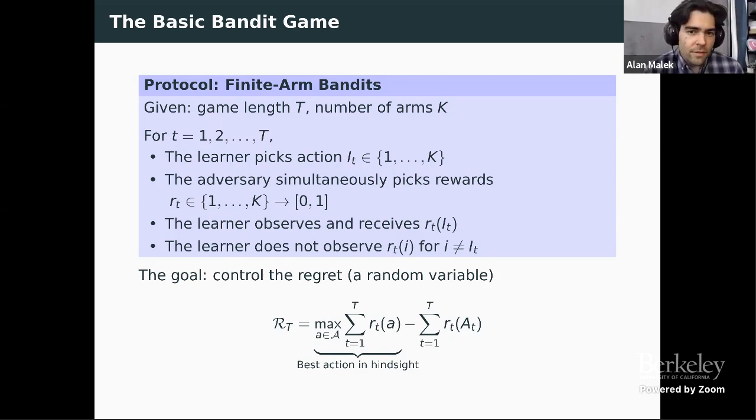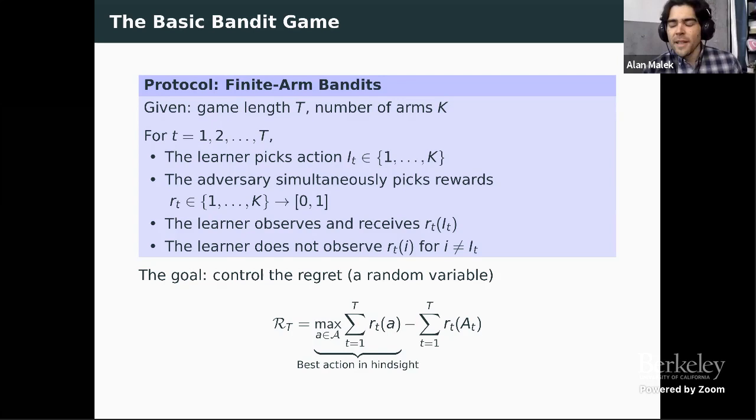Unlike full information, where you can go back and evaluate how well other actions would have done in the past, you can't do that explicitly in bandits. And that's the key tension that this formalism brings up.